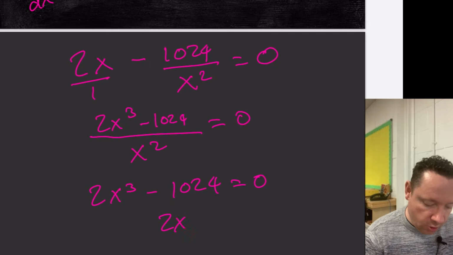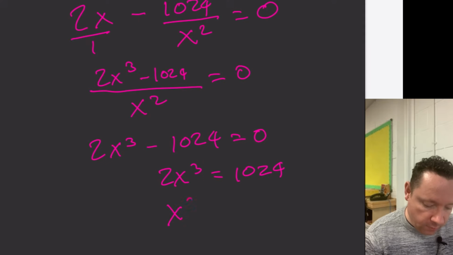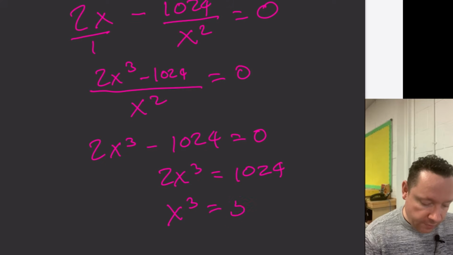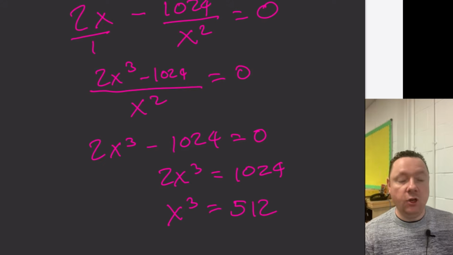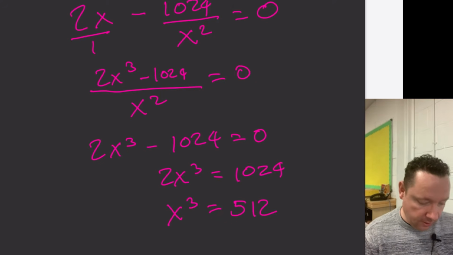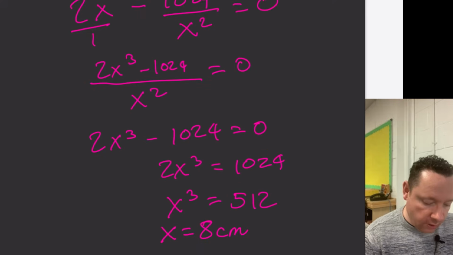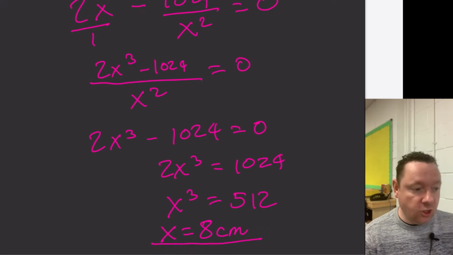So 2x cubed equals 1024, which means that x cubed must equal a half of 1024, which is 512. And when getting a calculator or just working it out yourself, you'll find that the cube root of 512 is 8. So x equals 8 centimetres. Now, there is only one possible solution here, but we still need to check the nature of that.